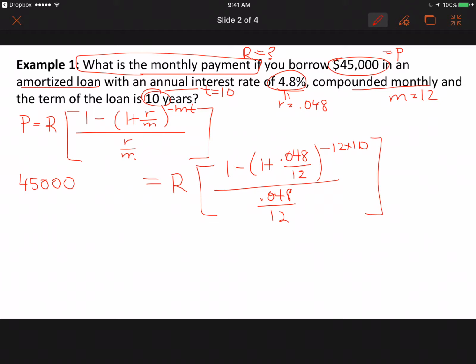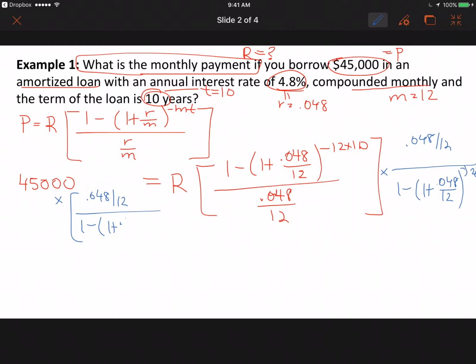All right, we need to solve for R. R is multiplied by this big fraction. To get rid of a fraction that's multiplied, we're going to multiply both sides by the reciprocal of that fraction. So I'm going to multiply both sides by 0.048 over 12 over 1 minus (1 plus 0.048 over 12) to the negative 120. On the right, everything cancels, and I just have R. And on the left, I'm just going to plug this product in.